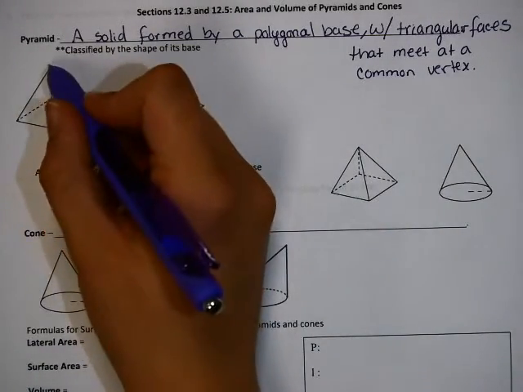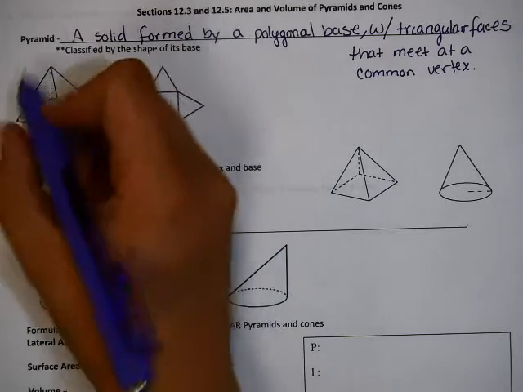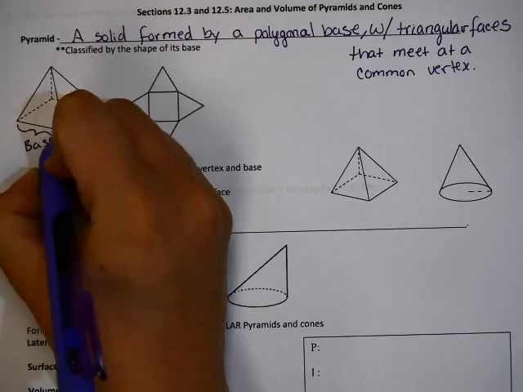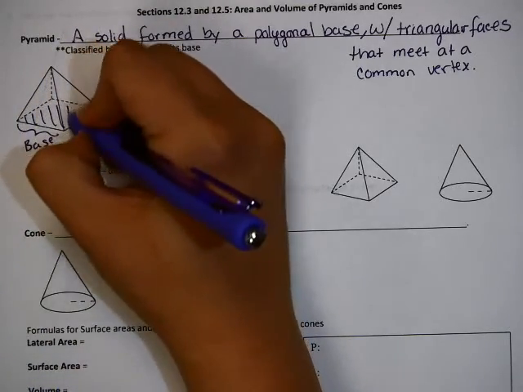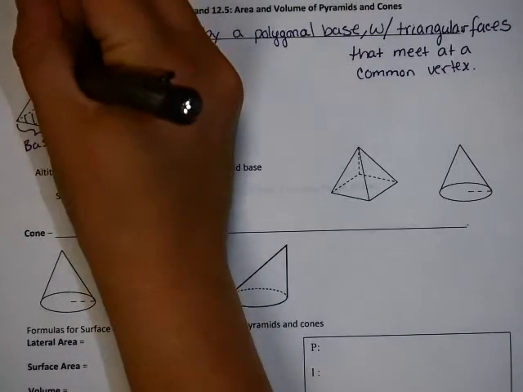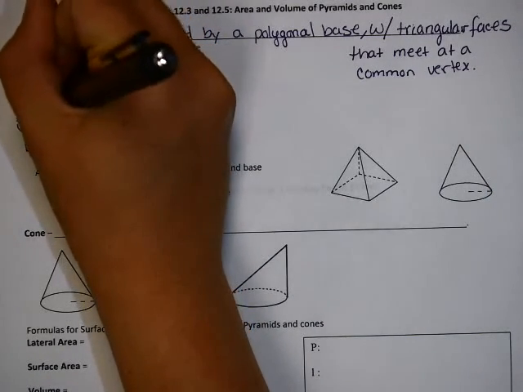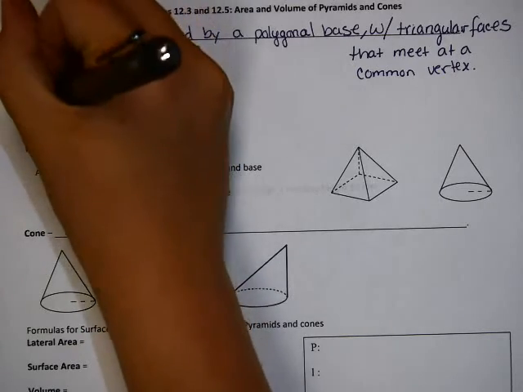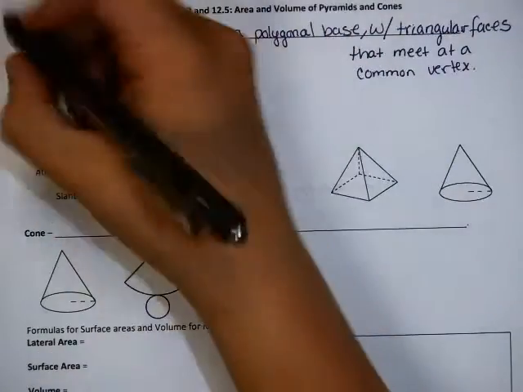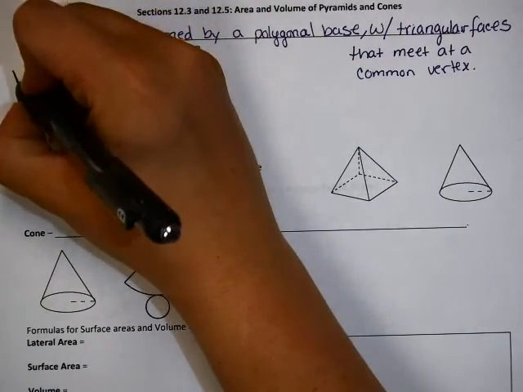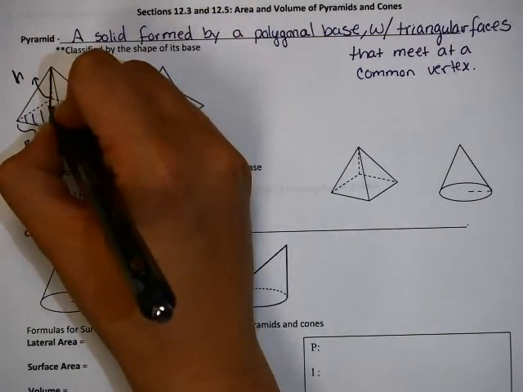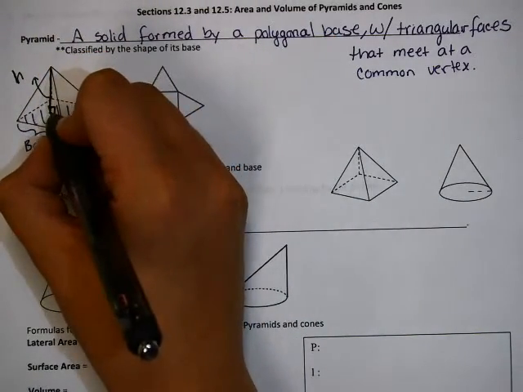So in these two pictures, this would be a square pyramid. This would be your base. And in our square pyramid, or any pyramid, you will always have a height to look for. So this is an important part to find the area and volume. So this would be your height, and it always meets at a right angle.